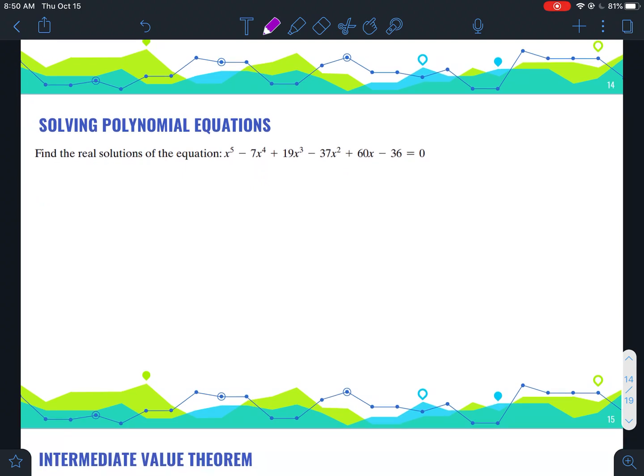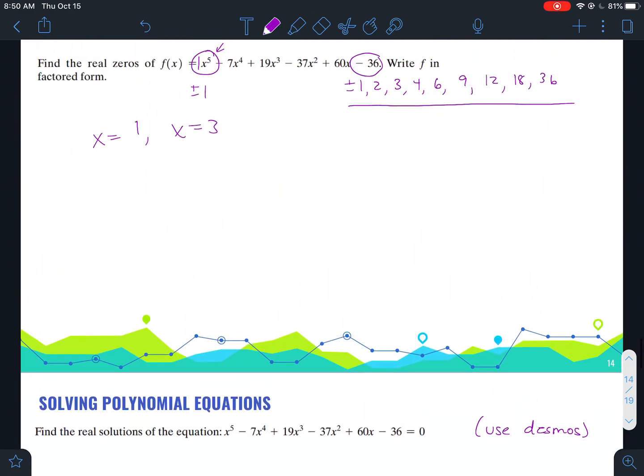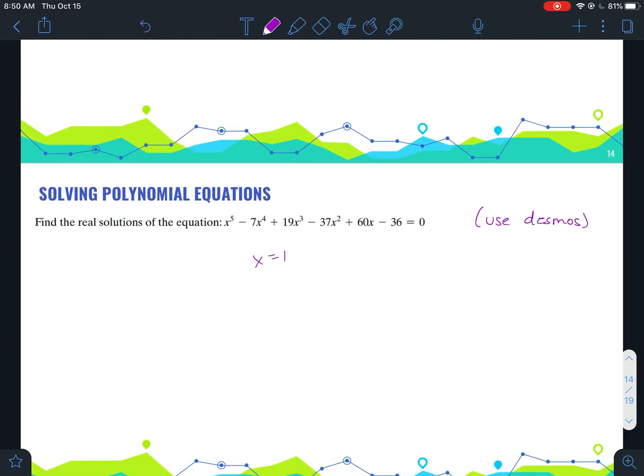All right, so finding the real solutions, again, we're going to use Desmos, and we just did that one. So we're going to use Desmos, and I think it's the exact same one we just did. Yeah, so our real zeros are x equals 1 and x equals 3.